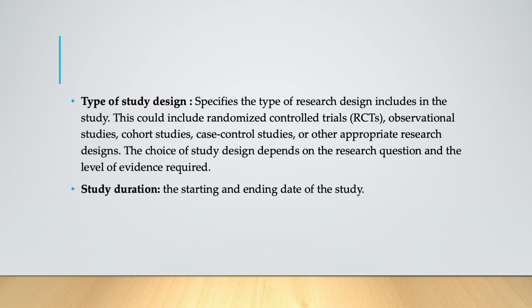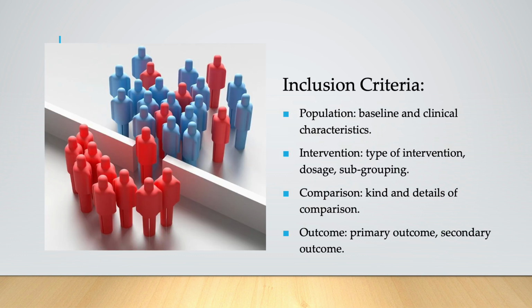So sometimes we just include RCT, sometimes we just include observational study, and some type of research we include both types, RCT and non-RCT. Study duration: when we start searching in the databases, and the date of the end of our research. So, inclusion criteria: population, baseline and clinical characteristics of our population clearly mentioned. Intervention, the type of intervention, dose and subgrouping, the comparison, and primary and secondary outcome.